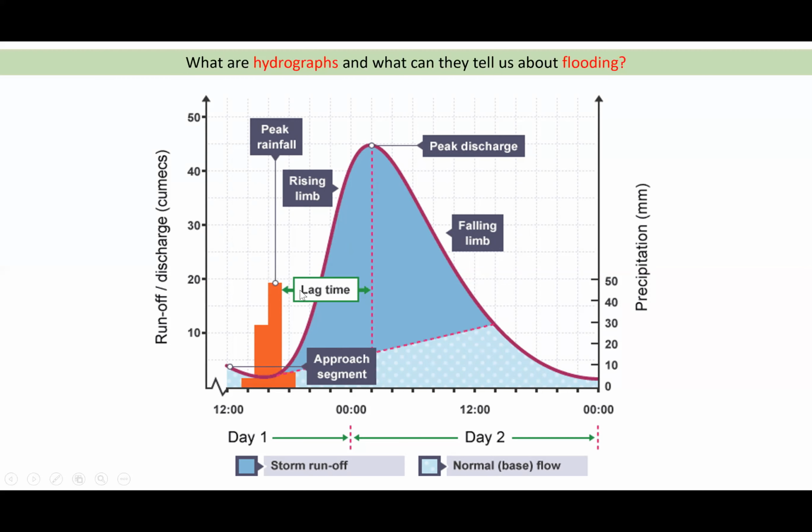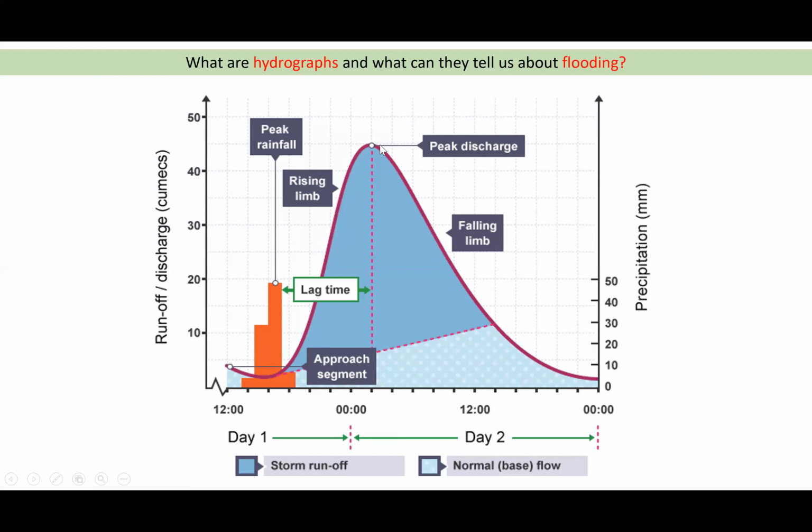The bar chart is our rainfall. So when we are reading the bar chart, we need to go across to the precipitation axes. And remember that that's recorded in millimeters. The line graph is our discharge. If you remember, the discharge is the amount of water flowing through a river at a particular time. So as you can see here, after we had quite a lot of rainfall, the discharge of the river increased. So the amount of water in the river increased.